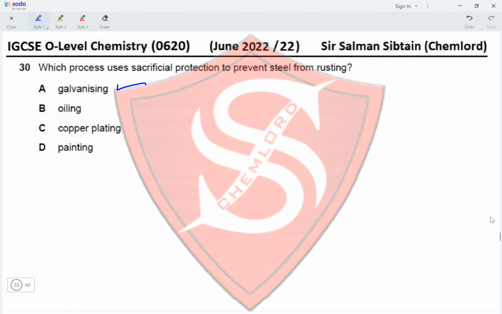Oiling would be immersing the steel in oil. This is not sacrificial protection. Copper plating will be coating with copper, irrespective of whether it is more or less reactive than the metal being coated, so this is not sacrificial protection. And painting is done to prevent the metal from reacting, irrespective of whether it is highly reactive or very less reactive. So the process of galvanizing is what is known as sacrificial protection, making option A the correct option for this question.